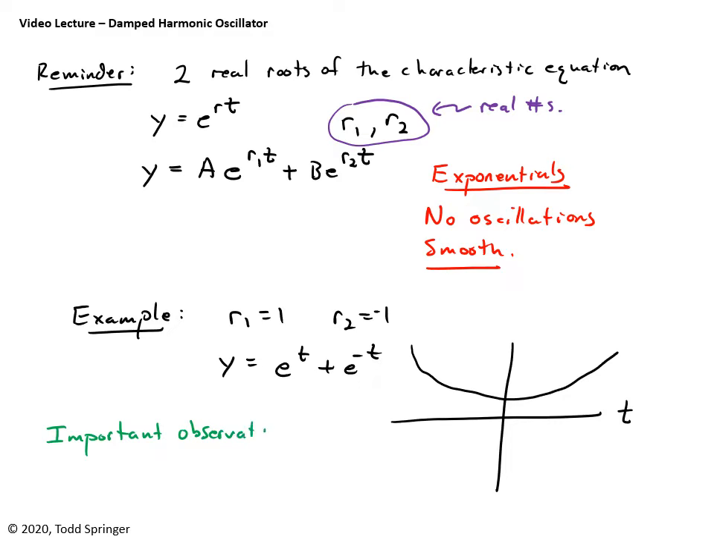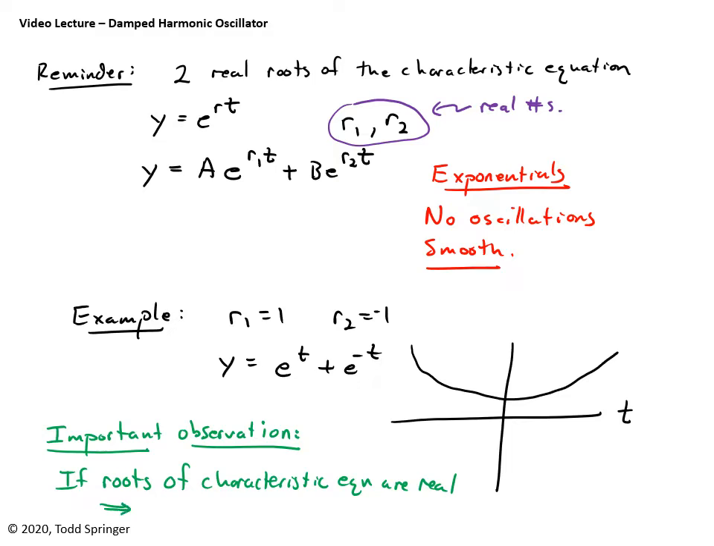We're going to be concerned about when the solution oscillates and when it does not oscillate. So if the roots of the characteristic equation are real, there's no oscillations. It's a smooth function. Now let's talk about what if the roots of the characteristic equation are imaginary, and then later on we'll talk about what if they're complex. We'll talk about what the solutions look like in that case.